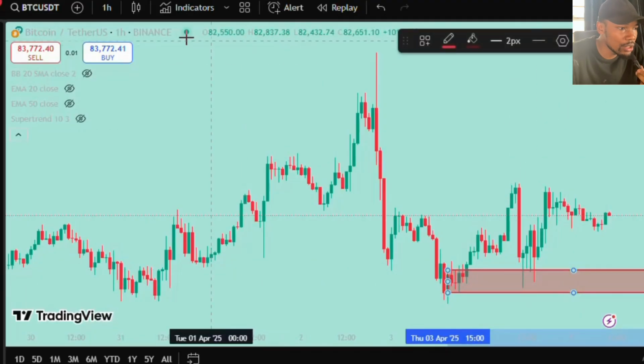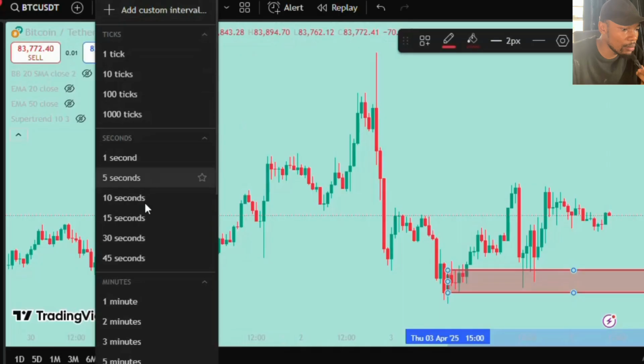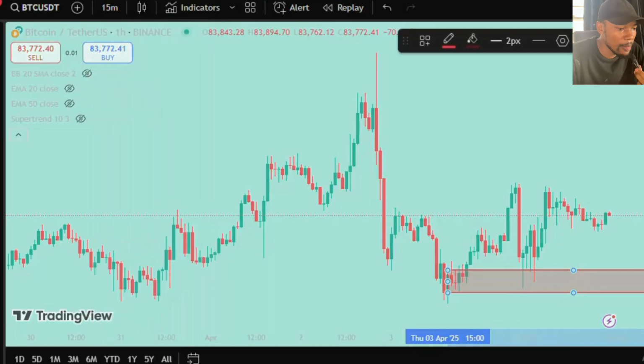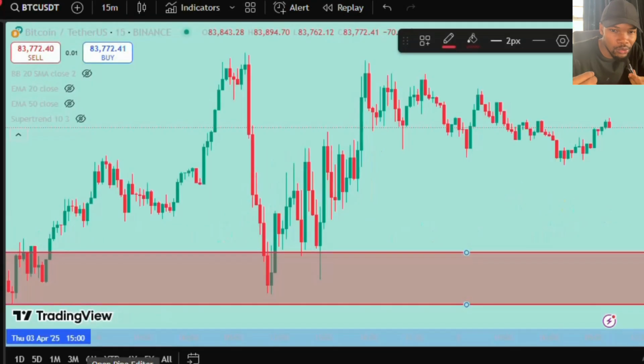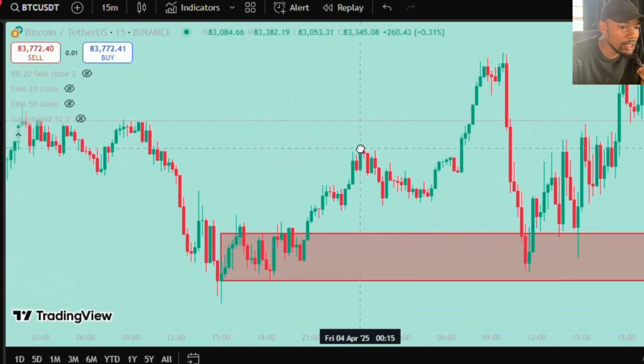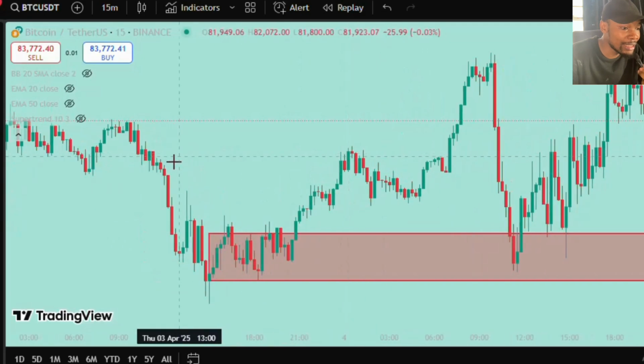So we're going to go and reduce the time frame to 15 minutes. So I'm going to go down like this and go to the 15 minutes time frame. If you're using a 4 hour time frame, you go down to 1 hour time frame. If you're using a 1 hour time frame, you go down to 15 minutes time frame. Guys, so this is the 15 minutes time frame, and this was where we marked our order block.